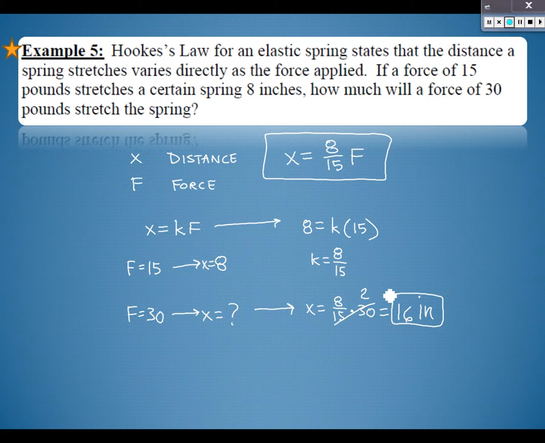30 pounds results in a stretch of 16 inches. Right? 30 pounds of force. Questions so far? We good? Like I said, the math there is not meant to be groundbreaking. Any chance we get to say something about physics, we like to. All right.